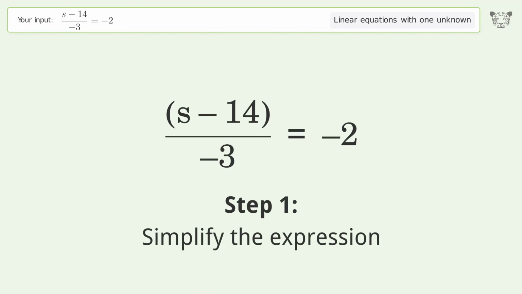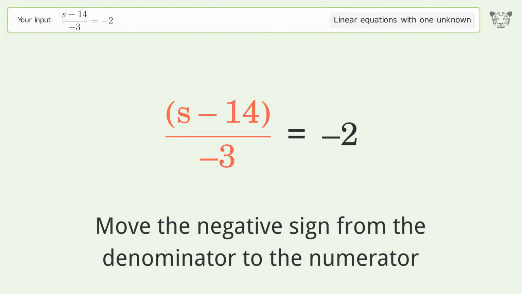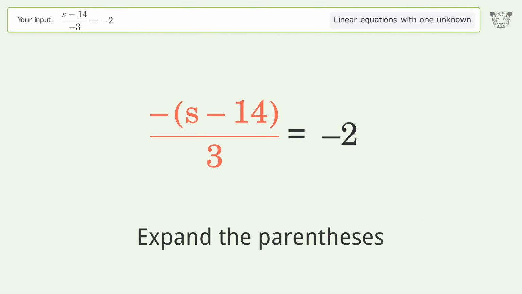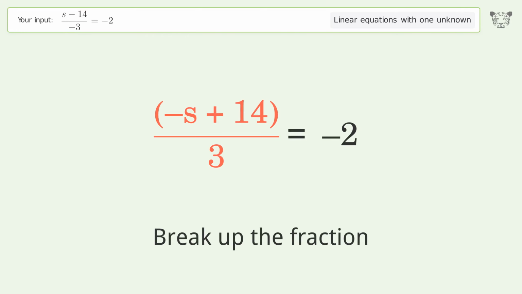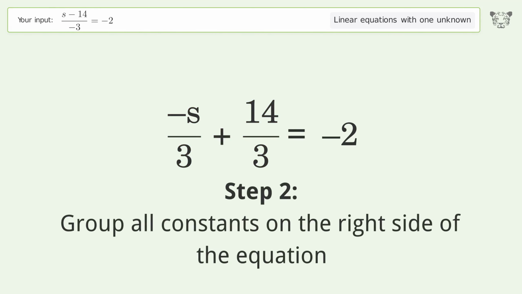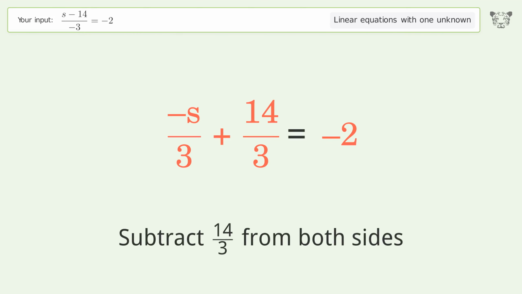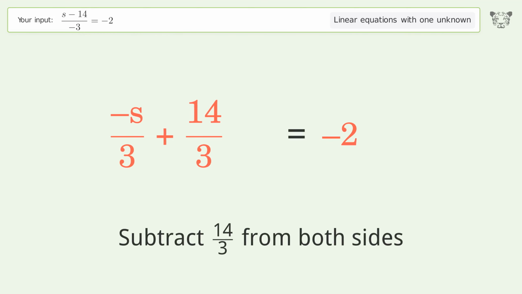Simplify the expression. Move the negative sign from the denominator to the numerator. Expand the parentheses. Break up the fraction. Group all constants on the right side of the equation. Subtract 14 over 3 from both sides.